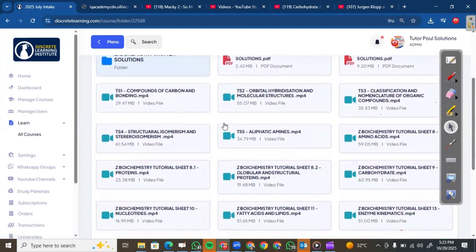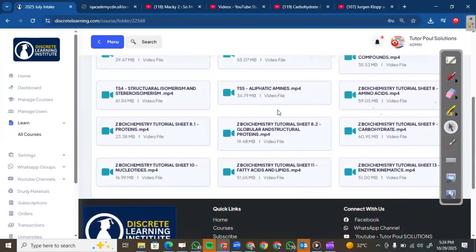This course is divided into two parts. We have the part for organic chemistry and the part for biochemistry. The organic chemistry part has tutorial sheet 1 all the way up to 5. You can see full videos there from tutorial sheets 1, 2, 3, 4, 5. Full videos on organic chemistry. And if you want the tutorial videos for the biochemistry part, they start here.